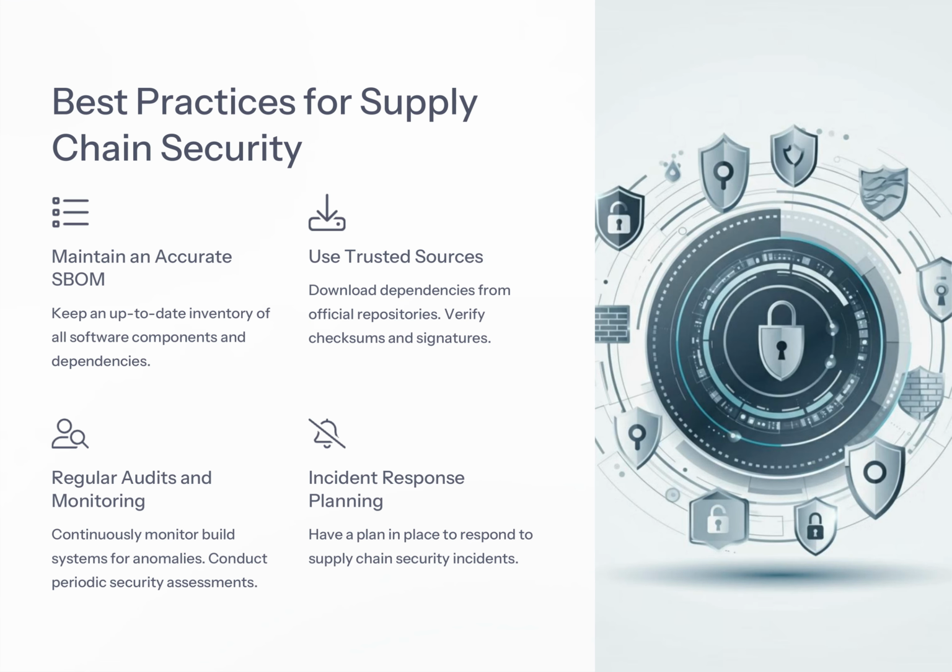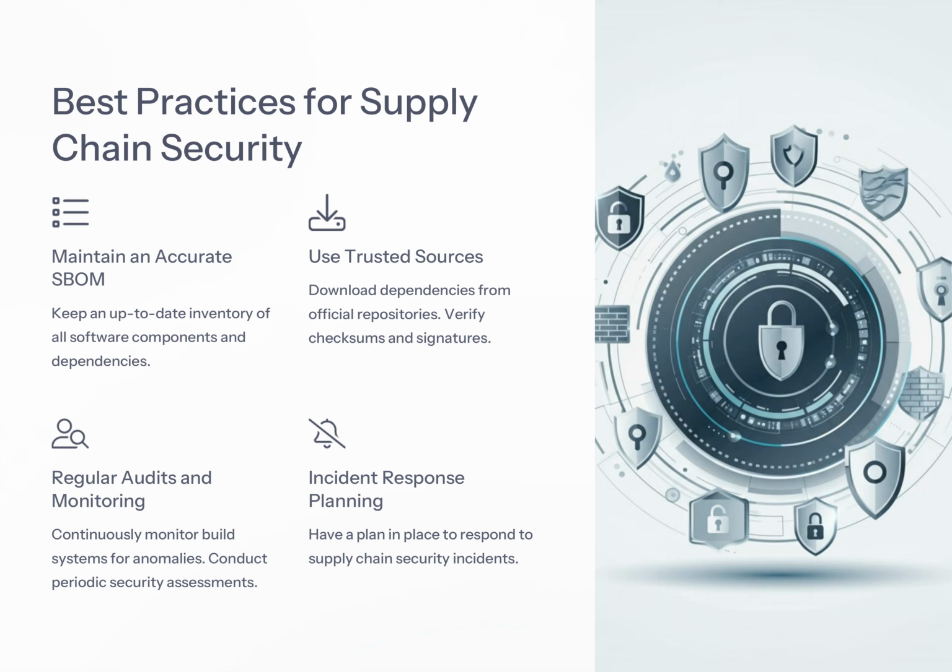In this slide, we focus on best practices for maintaining supply chain security, an essential aspect of software development. First, it's vital to maintain an up-to-date software bill of materials, or SBOM, which involves keeping an accurate inventory of all software components and dependencies. This practice ensures transparency and traceability throughout the supply chain.